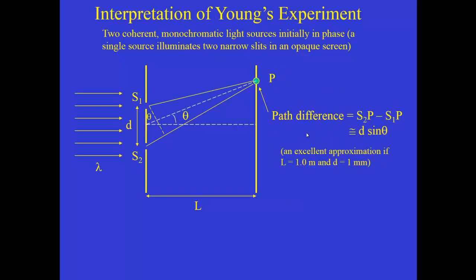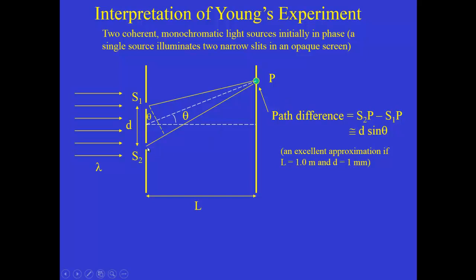Now, what do we do quantitatively if we want to understand the location of those points on the screen that show bright and dark spots? What we want to do is analyze at a point P on the screen. We want to look at the paths that the light has to travel to get from slit 1 and then from slit 2 to get to that point, and write down the conditions for the path difference between those two paths to cause either constructive or destructive interference. So here's how it goes.